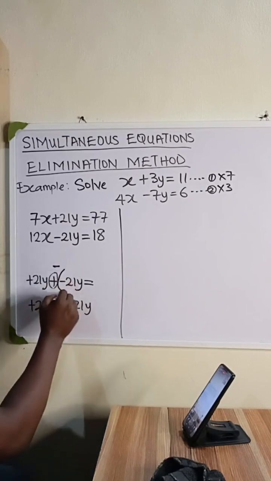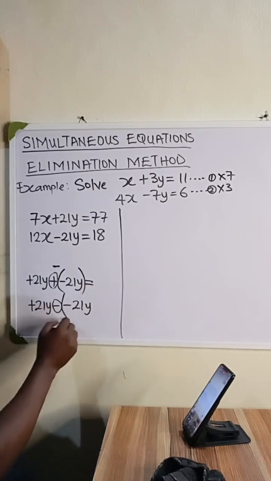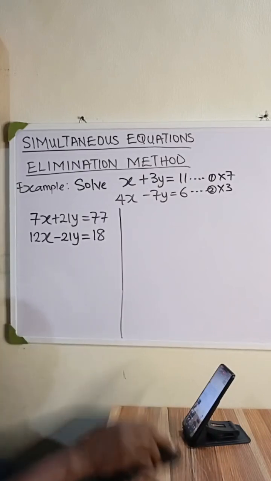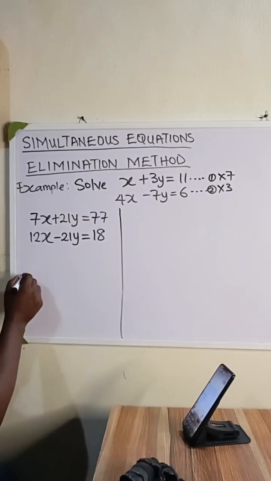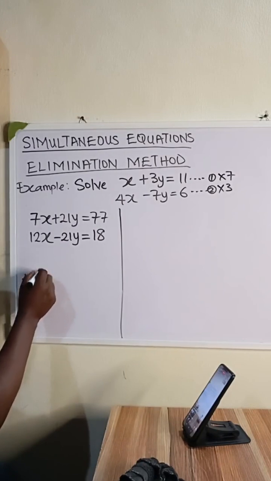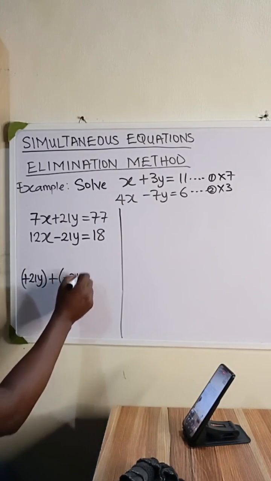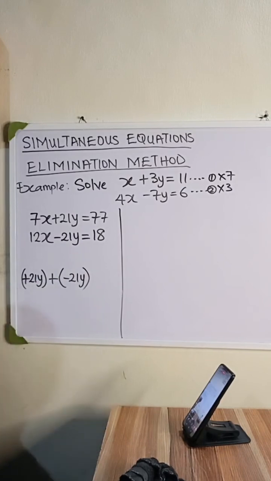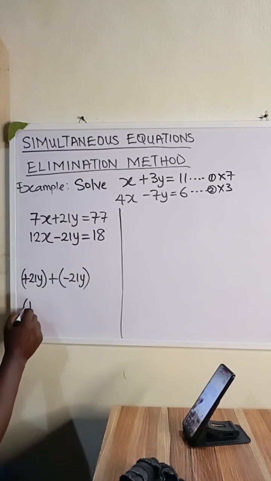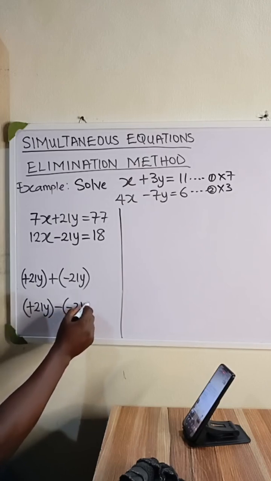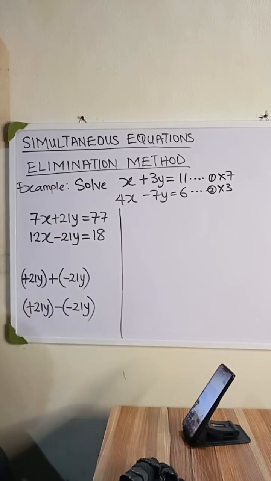Okay, thank you. Let me use bracket. In fact, let me write everything again. So you have plus 21y, plus minus 21y. Okay, let's do it like this. Then we have plus 21y, minus 21y. Okay, good.